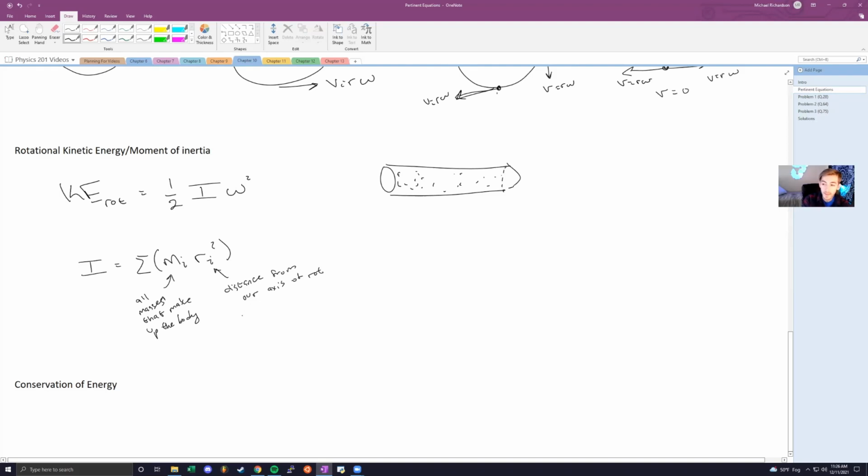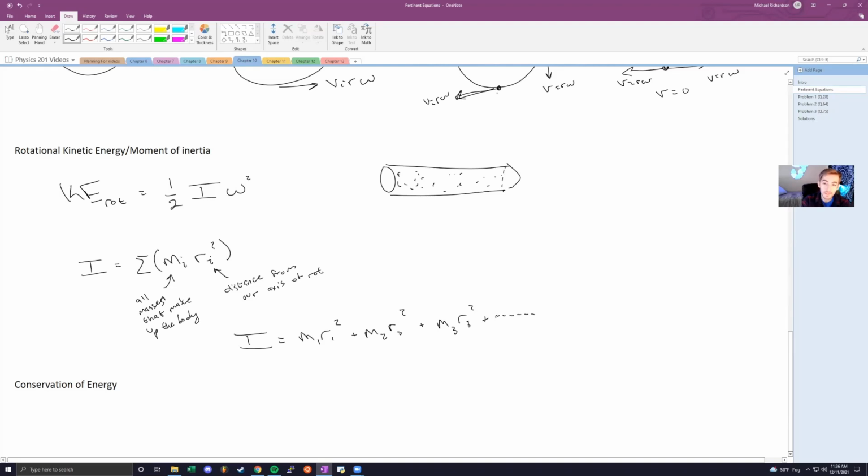So if we had something, let's say, 4 different point masses that made up the body, then we'd have that our moment of inertia is going to be something like that first mass times that distance from its axis of rotation squared. We're going to have the same thing for the second mass, same thing for the third mass, and so on and so forth for the rest of the possible masses that we may have.